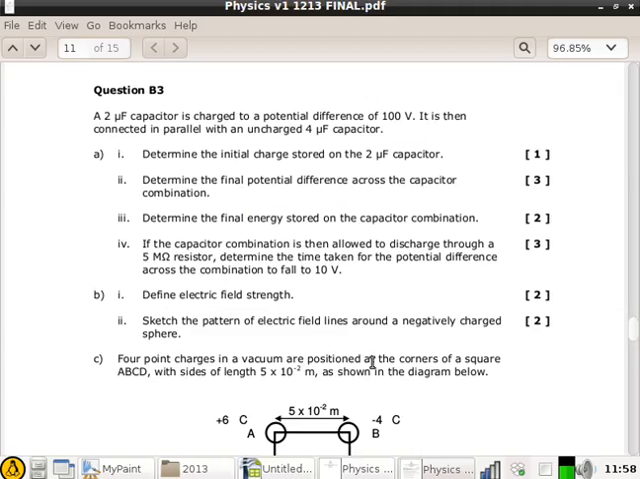Now, what formula did you need? You needed Q equals CV. So you rewrite it and you get V equals Q over C. But we need to use the total C, so you add the two together. And the Q is not changed because it's still the same charge. You just connect it to another capacitor.